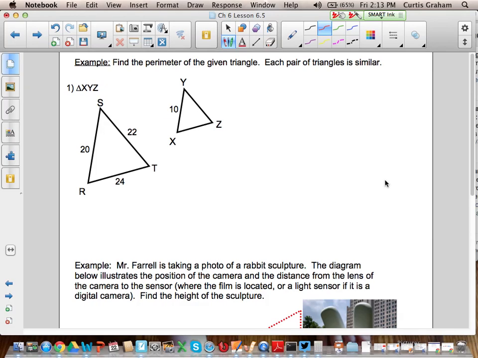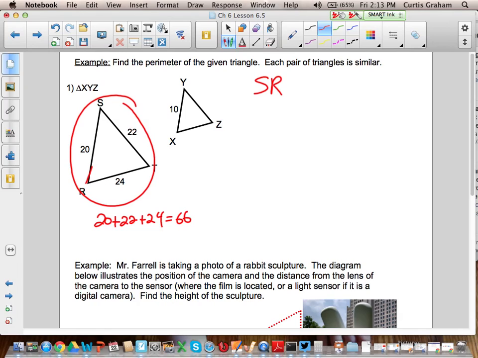Find the perimeter of the given triangle. Well, let's figure out what the perimeter of this triangle is first. 20 plus 22 plus 24 is equal to 66. Now, if I know the perimeters are in proportion to each other, let's figure out what that proportion is. SR matches YX. So SR is 20, YX equals 10. So they're in a scale factor of 2.